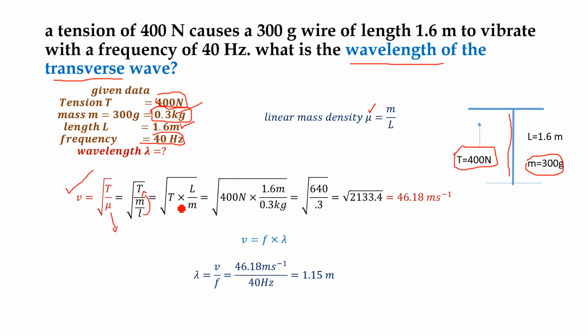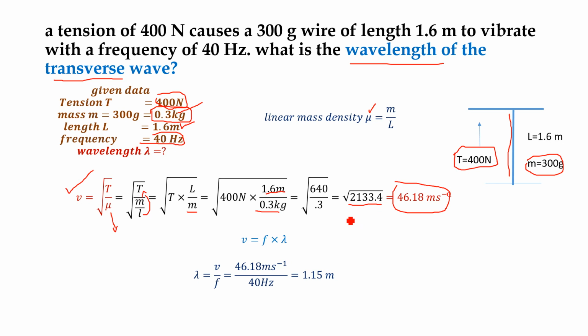Substituting these values, T is equal to 400 Newton, length is equal to 1.6 meter, and mass is equal to 0.3 kilogram. Now multiplying 400 Newton with 1.6 meter, we will get 640, and dividing this 640 by 0.3, we will get under root 2133.4. Taking under root on this term, we will get 46.18 meter per second. And this 46.18 meter per second is the velocity of the wave in this straight string.